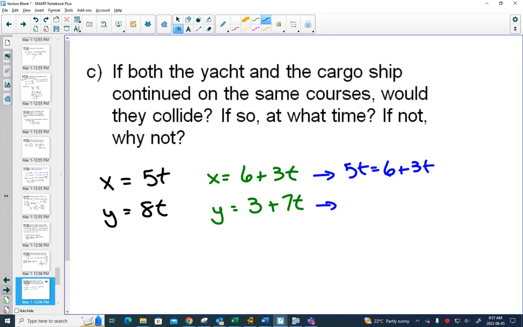and in this one I can make the y values equivalent. 8t is equal to 3 plus 7t. And we need to solve for t in both of these, because if t is different, then they won't be colliding. But if t is the same, oh no. Slow, this is like, you can watch, we'll see, here we go. t is equal to 3, oh my goodness, t is equal to 3.